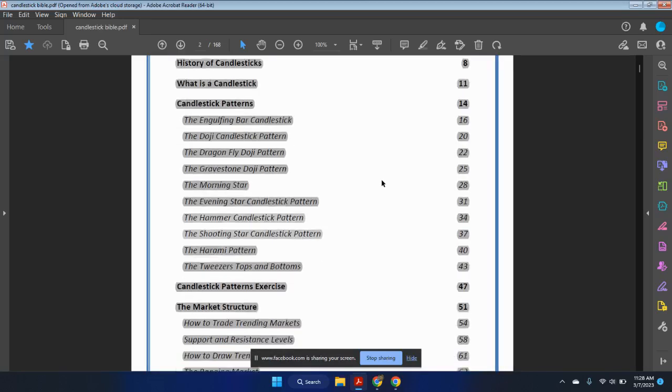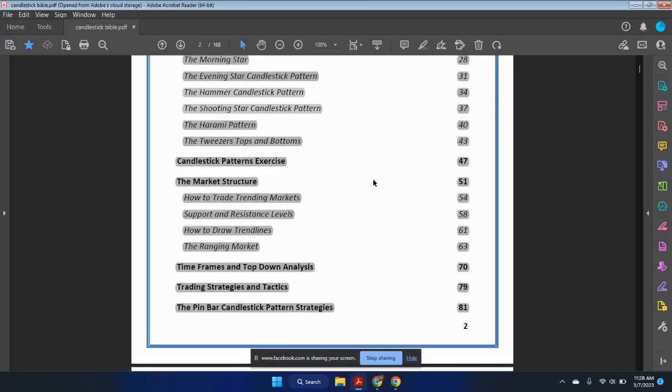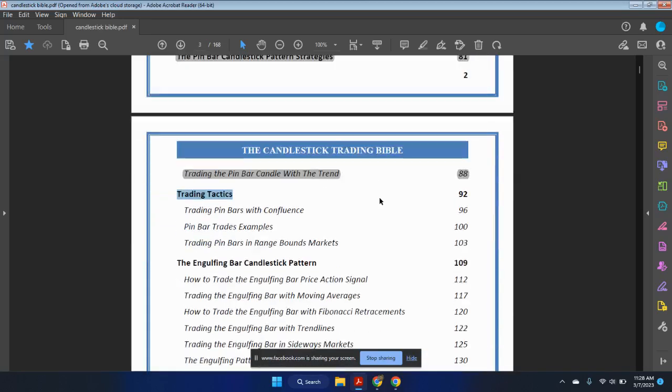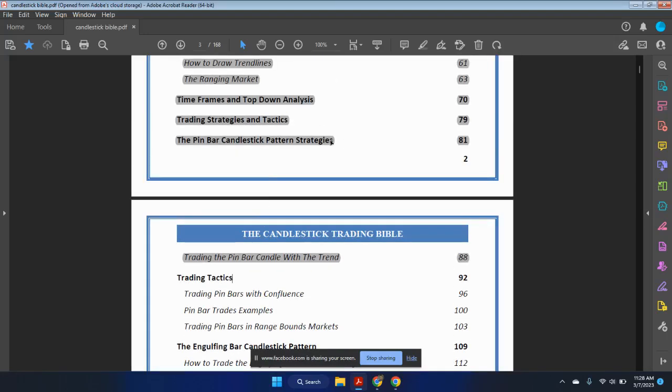But yeah, if you are just now joining me, we have been going over a couple of sections here. Today, we are going with trading tactics, and it's trading tactics with the pin bar, because we have been going over the pin bar the last couple of days.